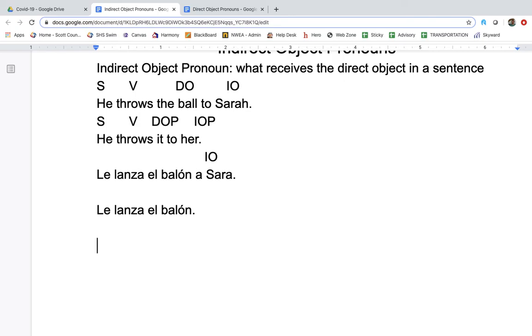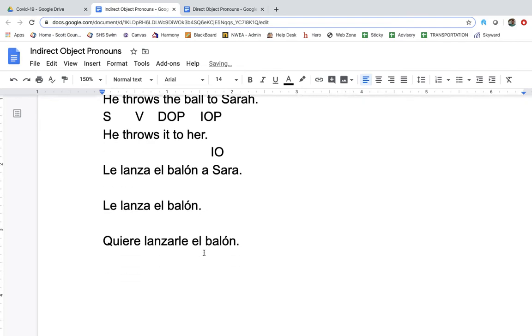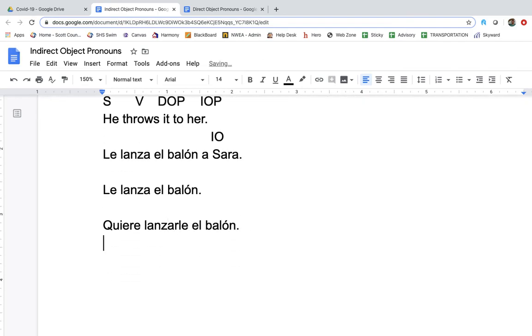So one more example just to show you. Quiere lanzarle el balón. Why is that misspelled? You don't know Spanish, Google. Get out of here. It fixed it. All right, quiere lanzarle el balón. Another sentence, one more example to end on.